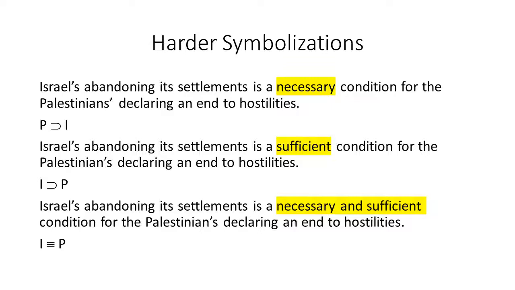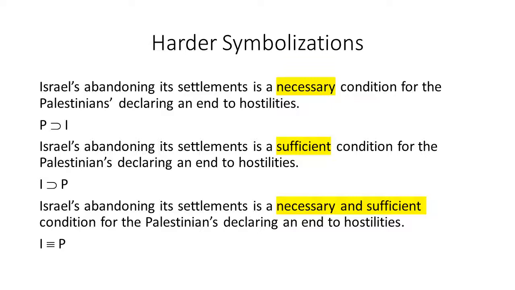Okay, so anyway, one way to think about what's going on here, as we'll see in the coming weeks, is that the third statement is the conjunction of the first two. That is to say, I triple bar P is the same as if P, then I, and if I, then P.